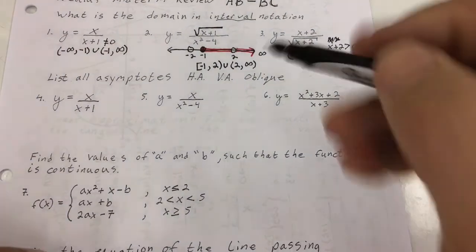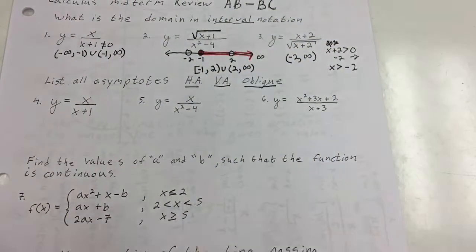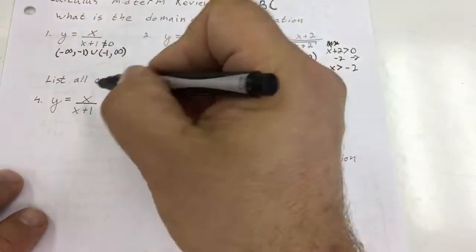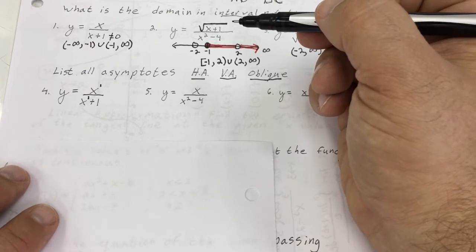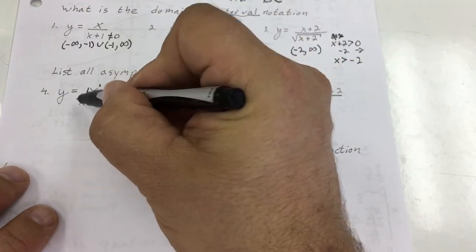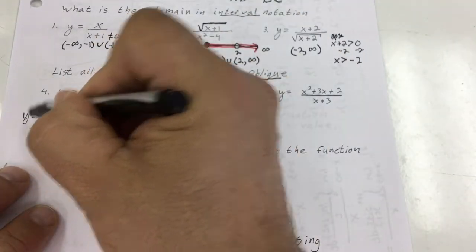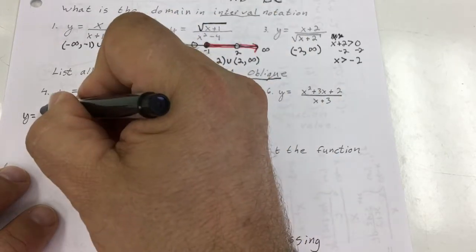Now I want the asymptotes: horizontal asymptotes, vertical asymptotes, and/or slant or oblique asymptotes. For this, to find the horizontal asymptote, I take the degree of the top and compare it to the degree of the bottom. In this case, they're both 1. So when the degrees are equal, you take the leading coefficient and write it as y equals that leading coefficient divided by that leading coefficient, which is going to give me, in this case, y equals 1.